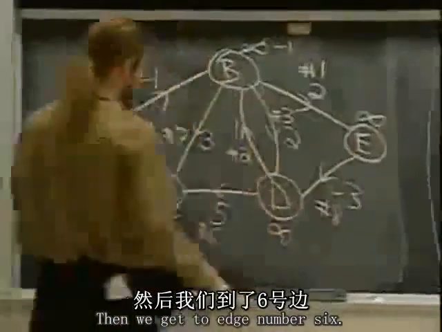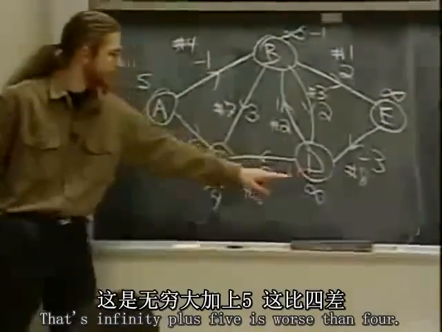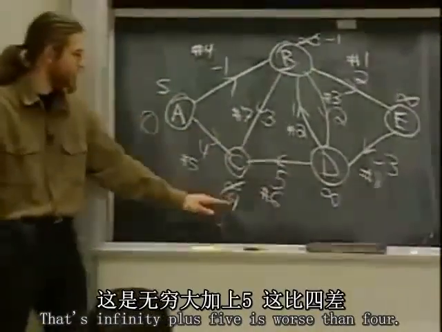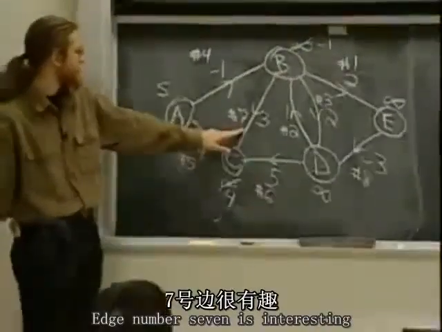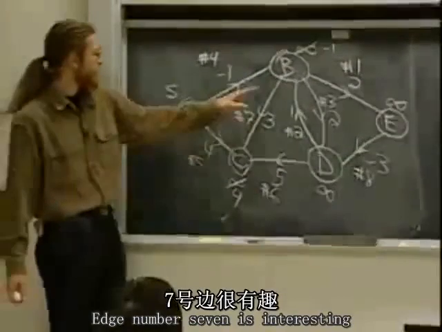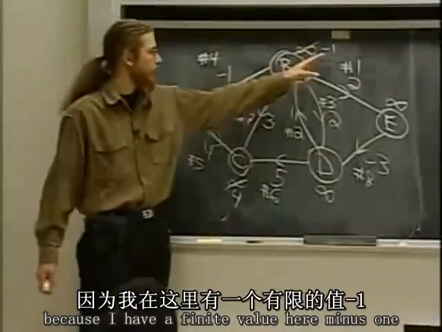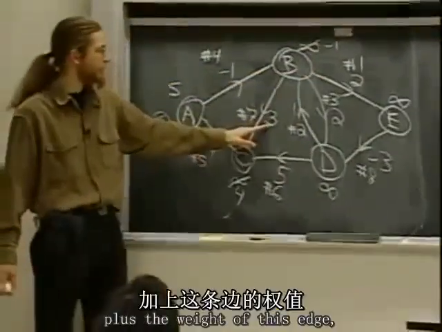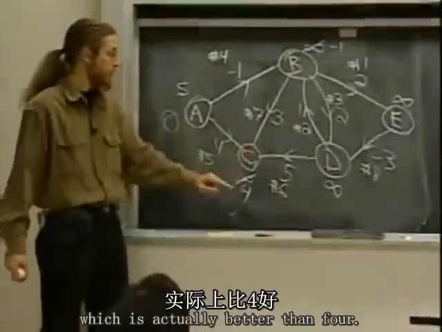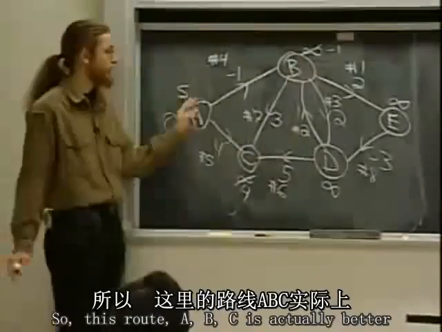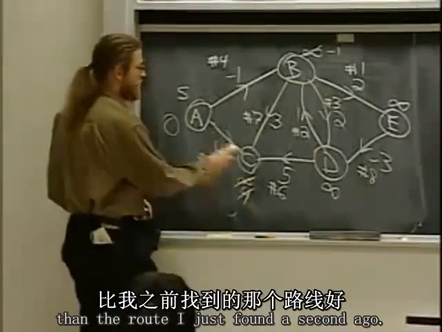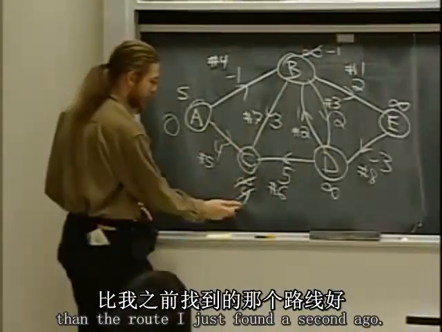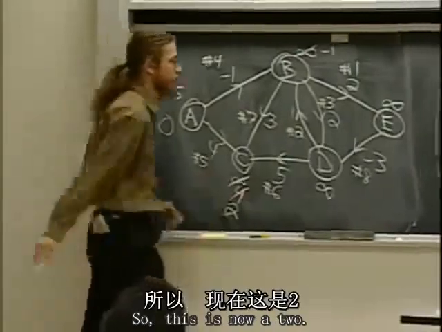Then we get to edge number 6. That's infinity plus 5, which is worse than 4. Okay, so no relaxation there. Edge number 7 is interesting because I have a finite value here, -1, plus the weight of this edge, which is 3. That's a total of 2, which is actually better than 4. So this route ABC is actually better than the route I just found a second ago. So this is now a 2.